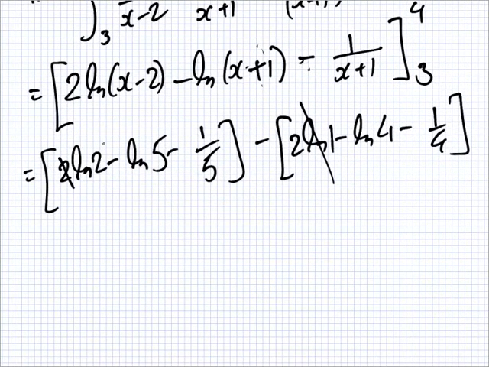The 2 goes up here to make a square. That's a log 4 plus a log 4. That's a log 16 over 5. Minus a fifth plus a quarter. A quarter minus a fifth. Is that a 20th?